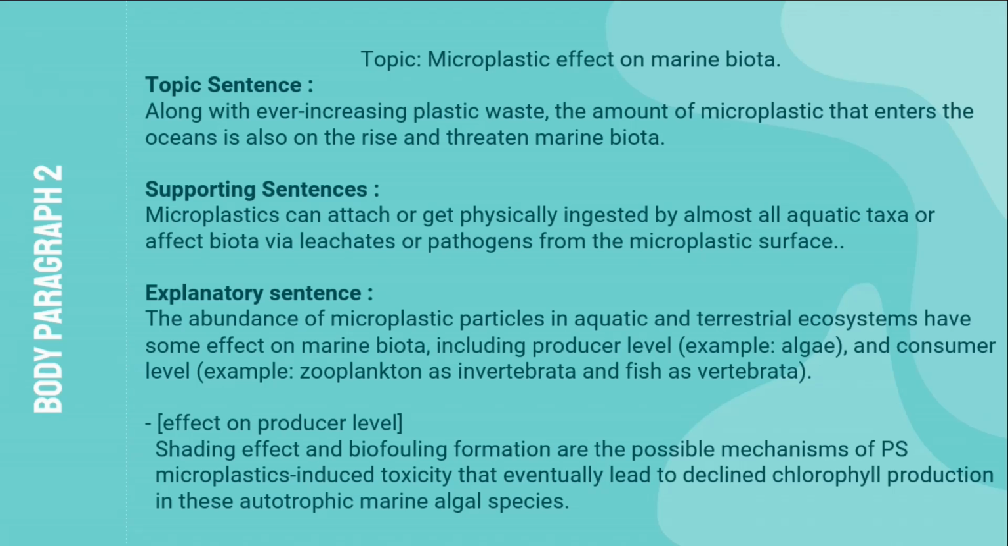The supporting sentence is, microplastics can attack or get physically ingested by almost all aquatic taxa, or affect biota via leachates or pathogens from the microplastic surface. The explanatory or elaborating sentence is, the abundance of microplastic particles in aquatic and terrestrial ecosystems has some effect on marine biota, including producer level, for example algae, and consumer level, for example plankton as invertebrate and fish as vertebrate. First is effect on producer level.